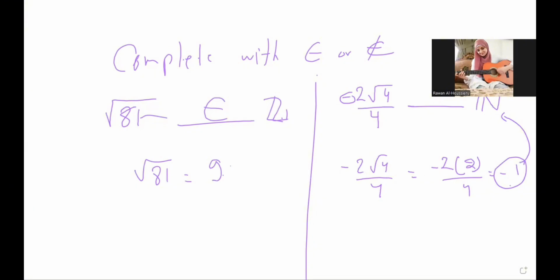So هون طلعت عندي minus 1. Minus 1, it's an integer. It's not a natural number. So هون دغري بنقول it does not belong to the set N.